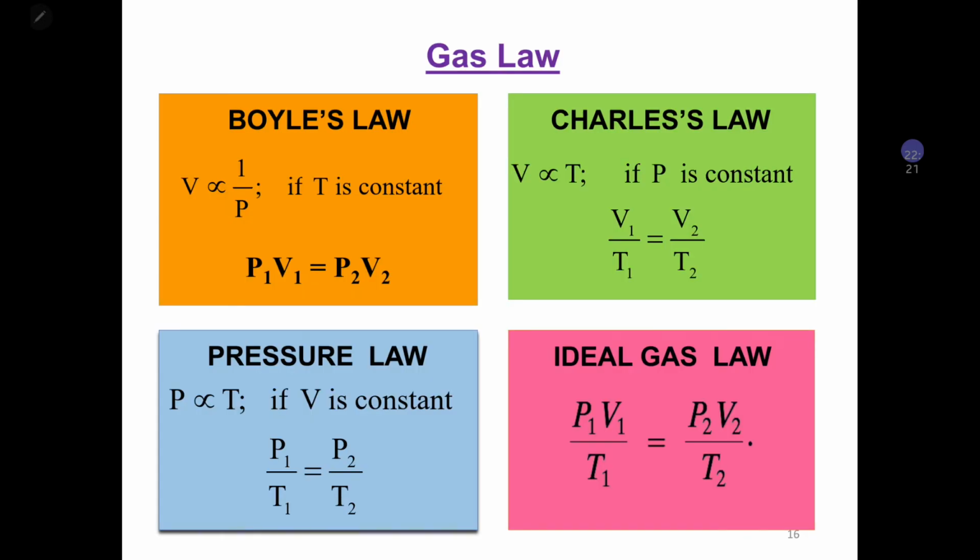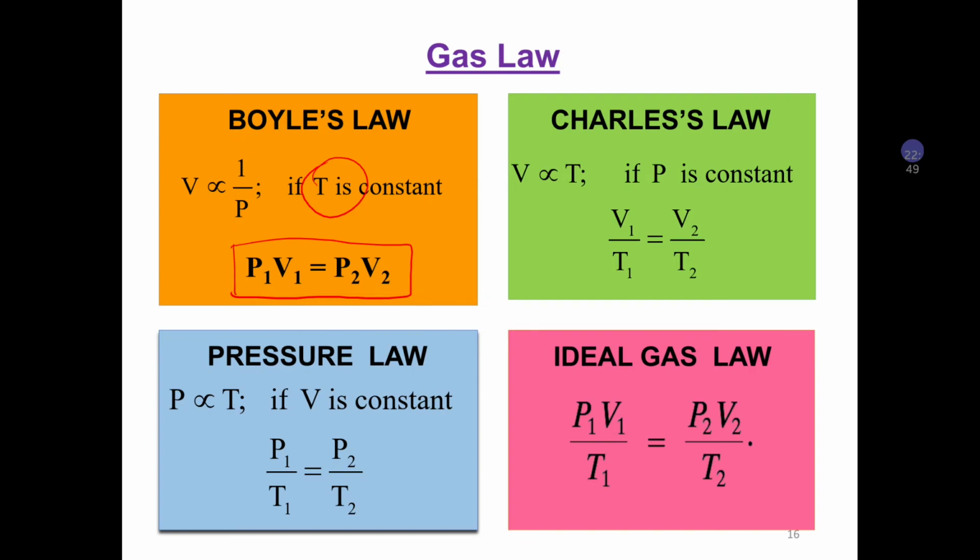Alright, so we want to look at the gas law, just a simple one. We have 4 types of gas law and I will not go into the details of these laws. We know Boyle's law: the temperature is constant. If the temperature is constant, you can use the equation P1 V1 is equal to P2 V2.